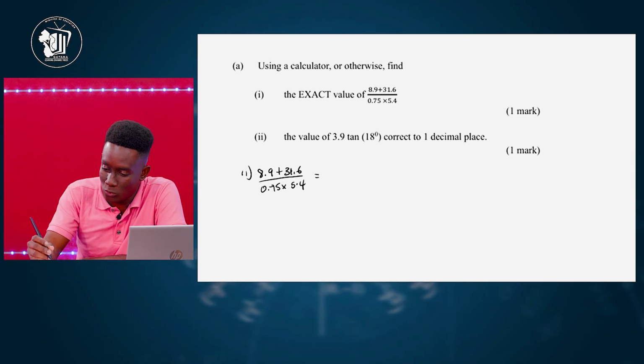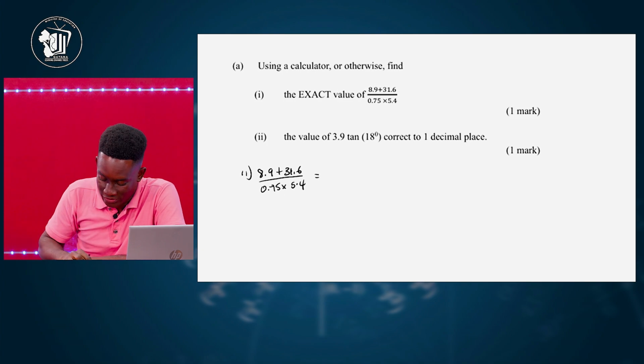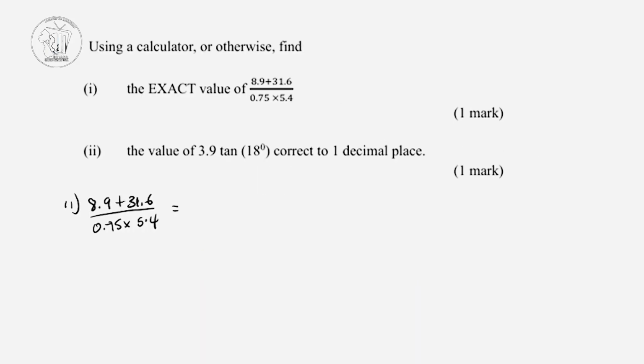I will work out what is going on at the top first. 8.9 plus 31.6 gives me 40.5, all divided by 0.75 multiplied by 5.4. That gives me 4.05. And when I divide 40.5 by 4.05, I get 10 as the answer. So the exact value is 10.